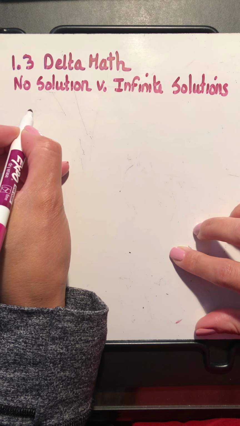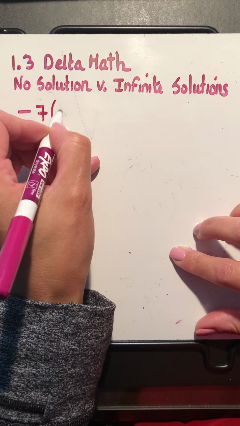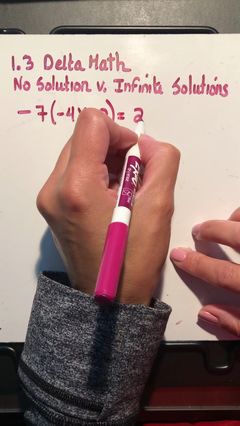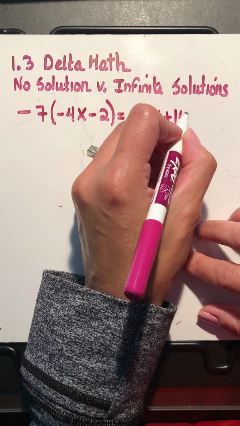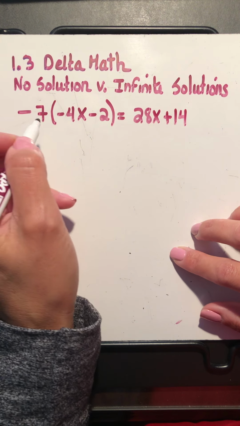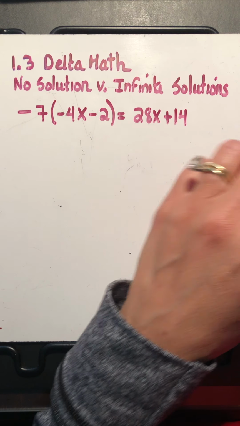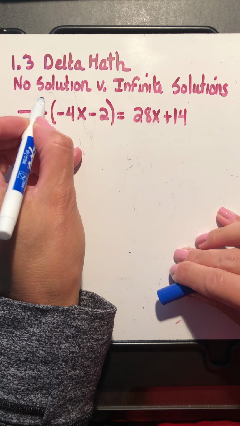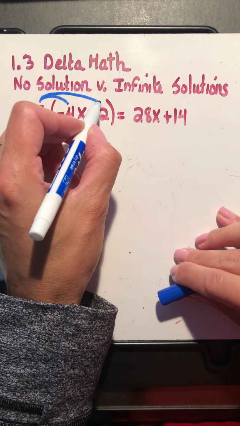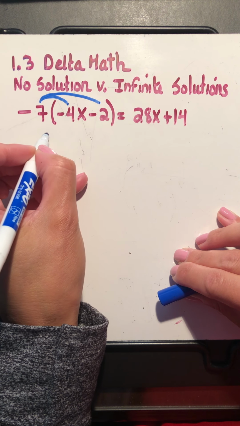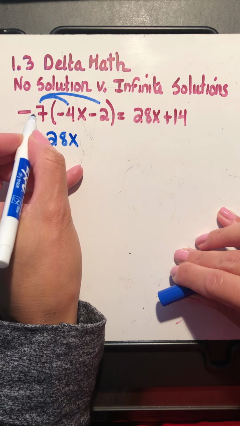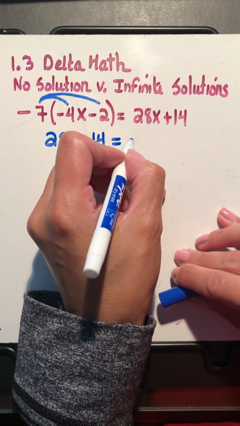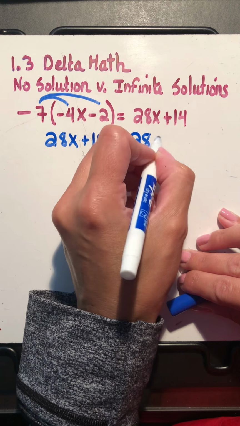Let's say I have -7 times the quantity -4x minus 2, and let's say that is equal to 28x plus 14. And the problem is asking you to solve. Solve means find what x is equal to. The first thing we need to do is distribute if we see parentheses. So I'm going to multiply the -7 to the -4 and the -7 to the -2. -7 times -4x is positive 28x. -7 times -2 is positive 14. On the other side there's nothing to distribute, so 28x plus 14.